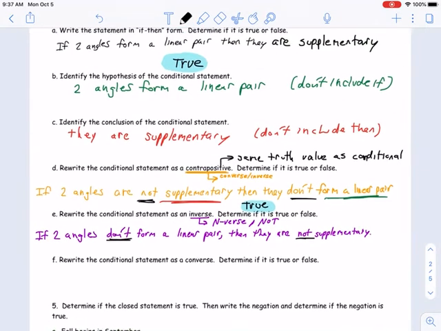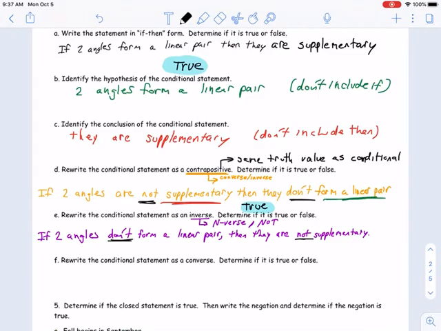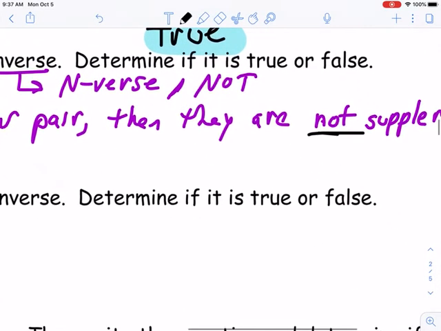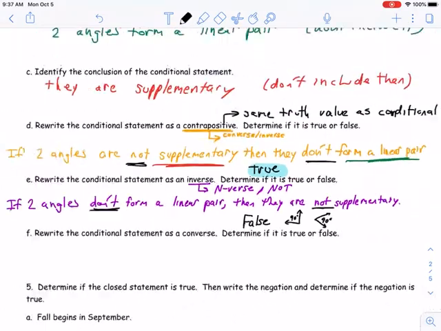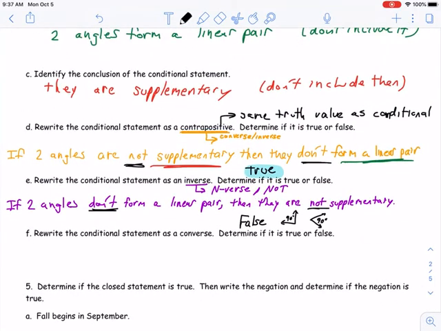Now, is this a true or false statement? This statement is false. So it's saying if they don't form a linear pair, then they can't be supplementary. What if I have a 90-degree angle chilling here, and then a 90-degree angle chilling here? These two angles are supplementary. They both add up to 180 degrees, but they're not adjacent. They don't form a linear pair. So they can still be supplementary without forming a linear pair. That's why it's false.